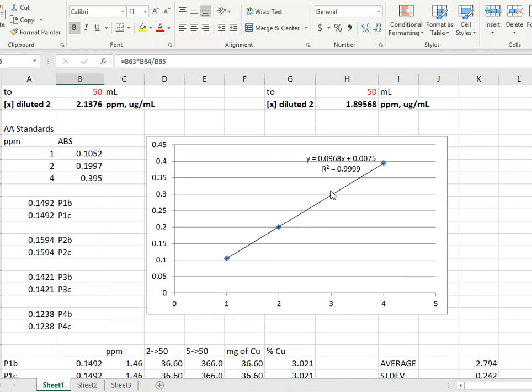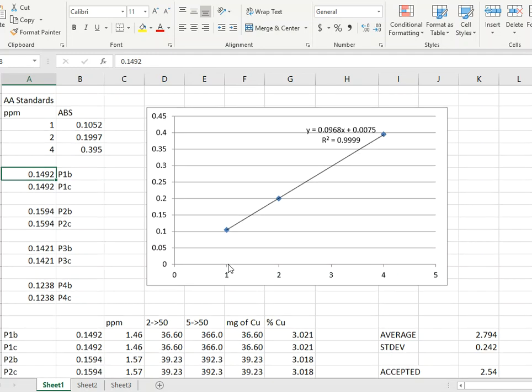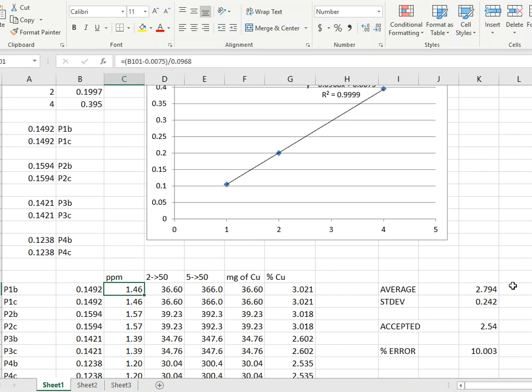All right, well, here are the standards. There's the standard concentrations, and there's the absorbance values. And these were the absorbances that I got from the pennies. So we plugged 0.1492 into the line. We solved for X. And when I did that, that gave me a 1.46.